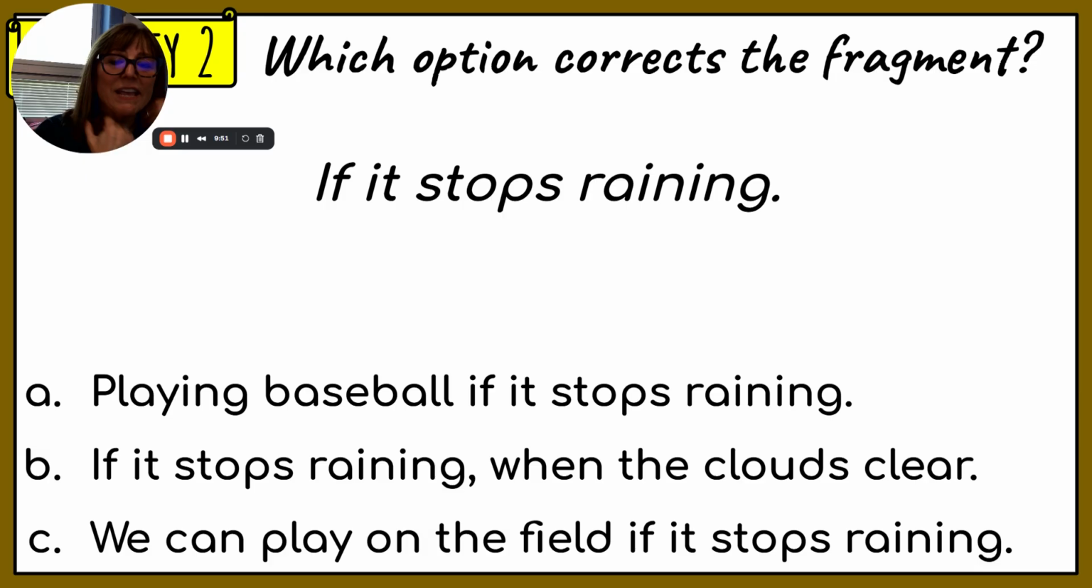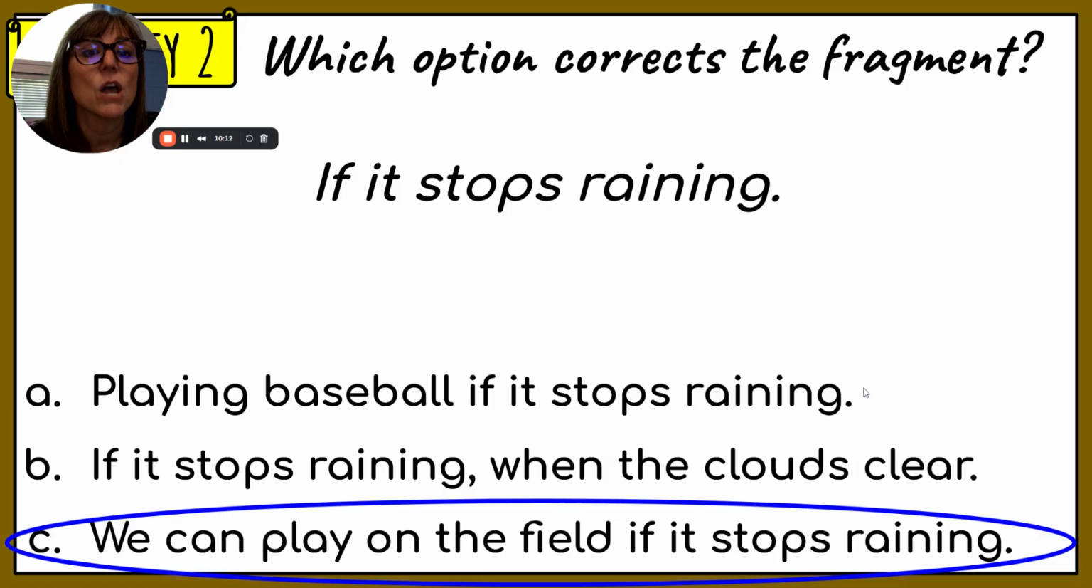A, playing baseball if it stops raining. B, if it stops raining when the clouds clear. Or C, we can play on the field if it stops raining. Tell your table leader now. Boys and girls, you should have said C. We can play on the field if it stops raining.